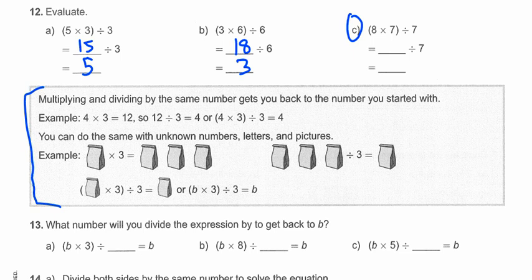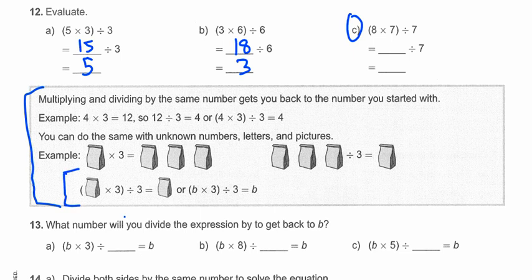For example, 4 times 3 is 12, so 12 divided by 3 equals 4. Or 4 times 3 divided by 3 equals 4. You can do the same with unknown numbers and letters and pictures. A bag times 3 equals 3 bags. 3 bags divided by 3 equals 1 bag. So it shows you that right here.